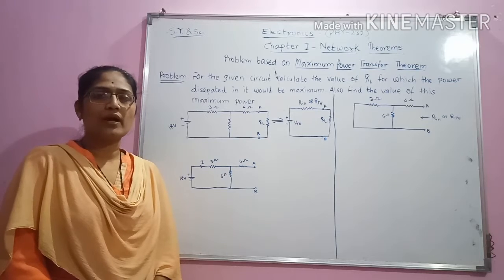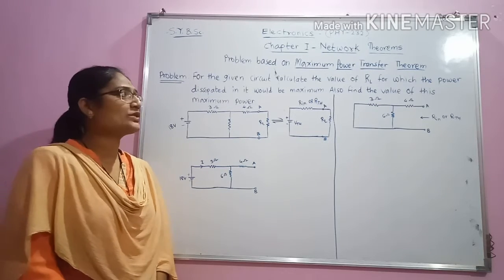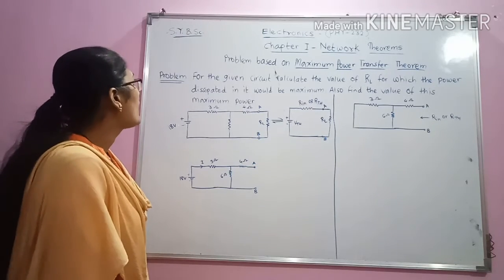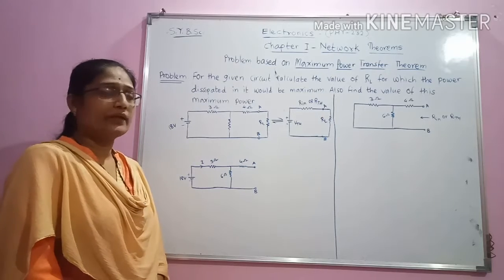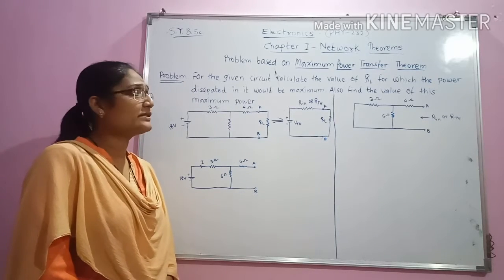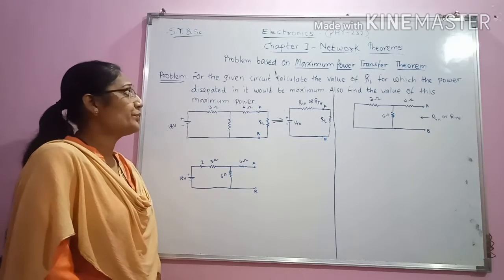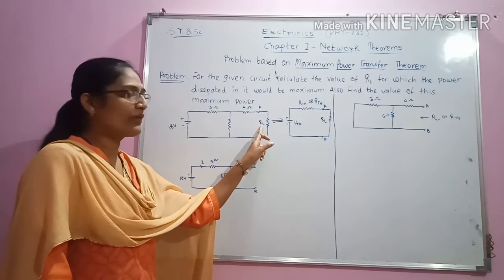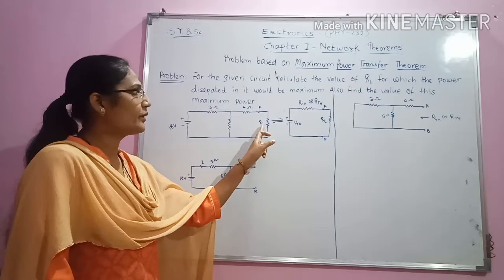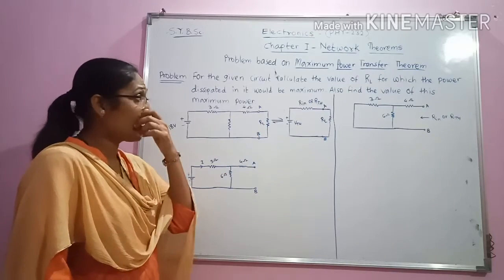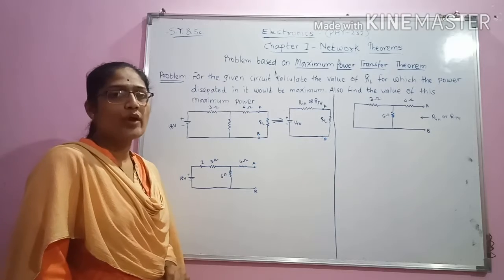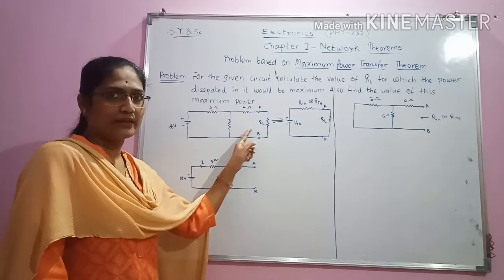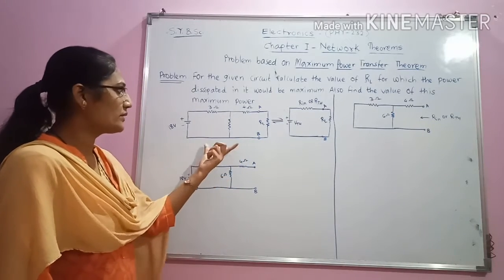And in today's lecture, we are going to solve the problem based on maximum power transfer theorem. Let's read the problem first. The problem is that for the given circuit, calculate the value of load resistance for which the power dissipated in it would be maximum. It means that we have to find out the value of RL for maximum power transfer and also find the value of this maximum power. Also we have to find out the maximum power which is dissipated to the load resistance by the given circuit, and they have provided us the circuit.